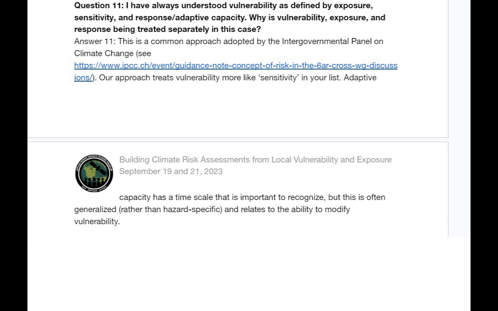So the exposure is what we call exposure, the sensitivity is what we call vulnerability, and then adaptive capacity you might think of as your ability to change that vulnerability, or maybe even your exposure over time. So I think the approach that we've taken by splitting into these three propellers and acknowledging that those propellers can change over time, we're covering the same ground, just in a slightly different way.